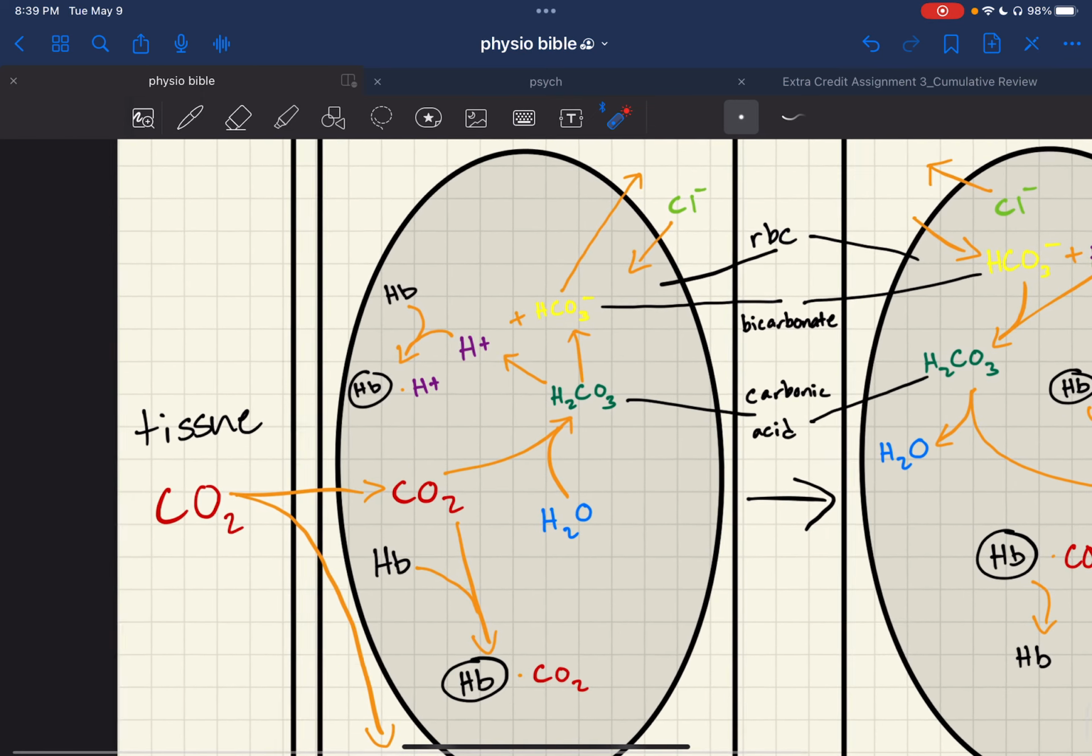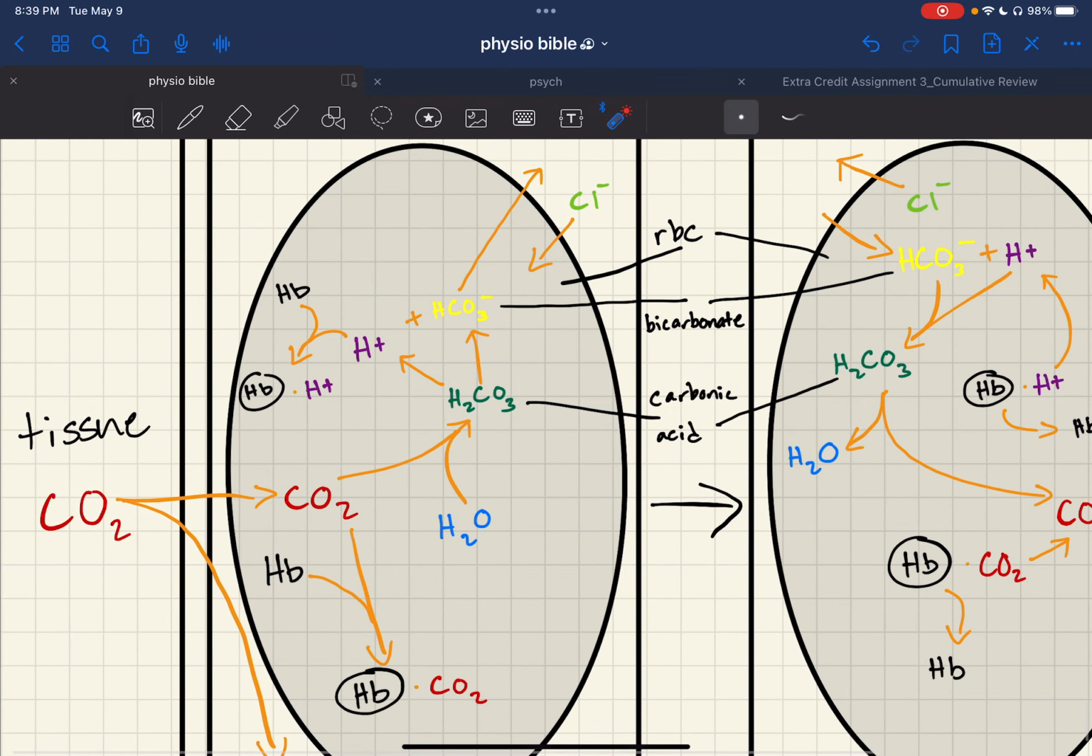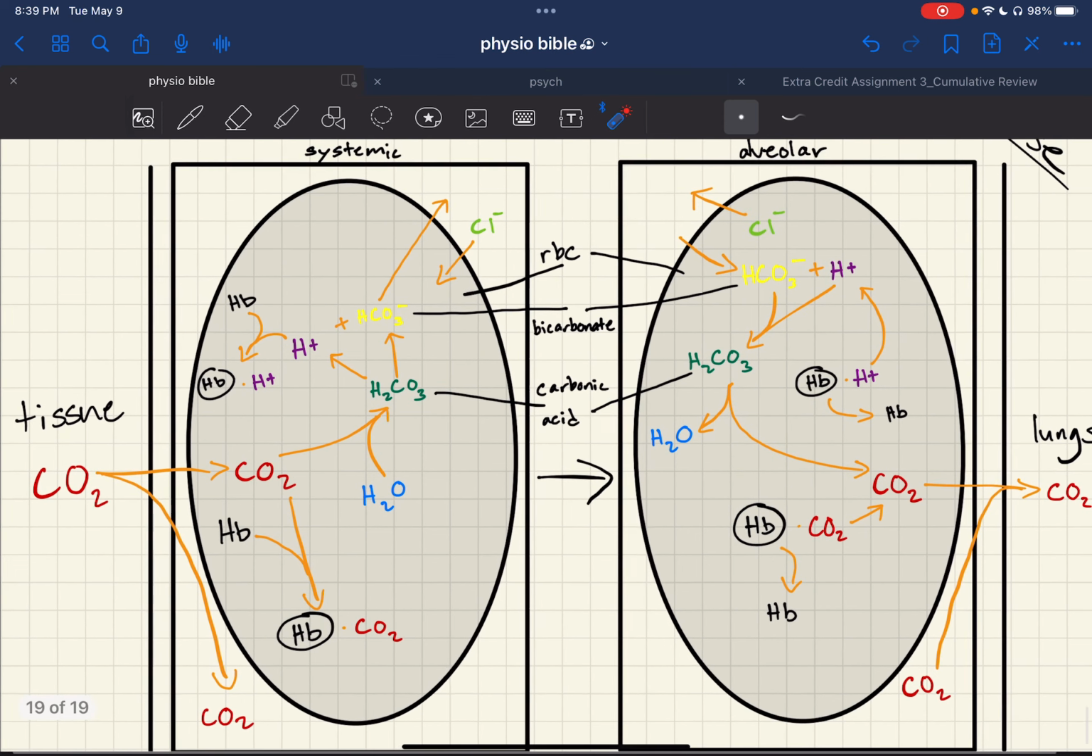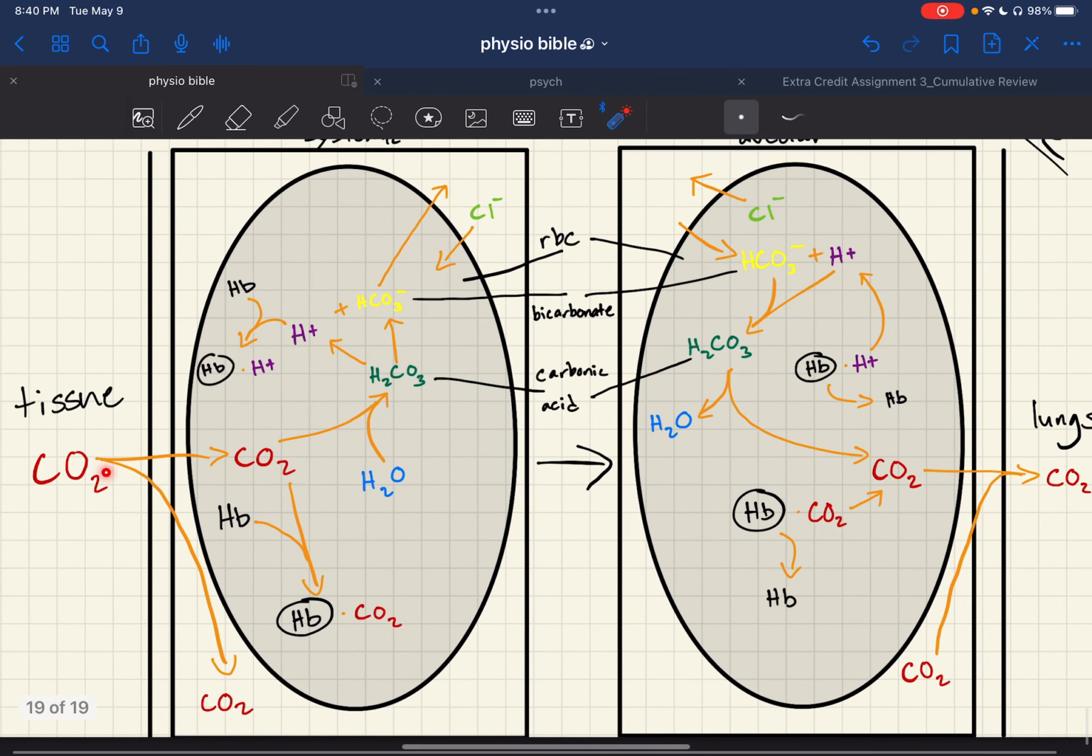Starting with the regular chloride shift. So if we have a red blood cell inside of the plasma of blood, this is a systemic cell, so it's next to the tissue. So let's say after a muscle is used or something and CO2 is produced, CO2 goes into the blood and goes into the plasma and also goes inside the red blood cell.